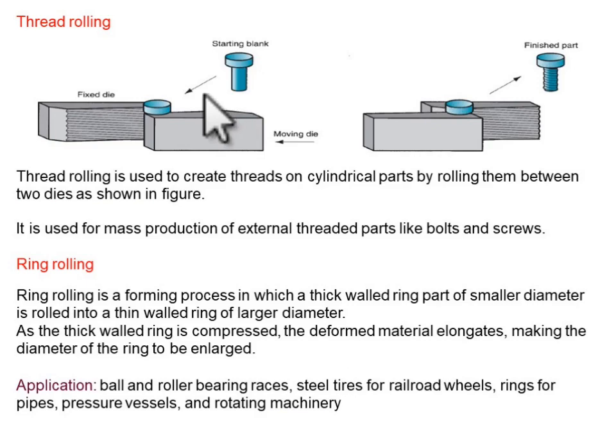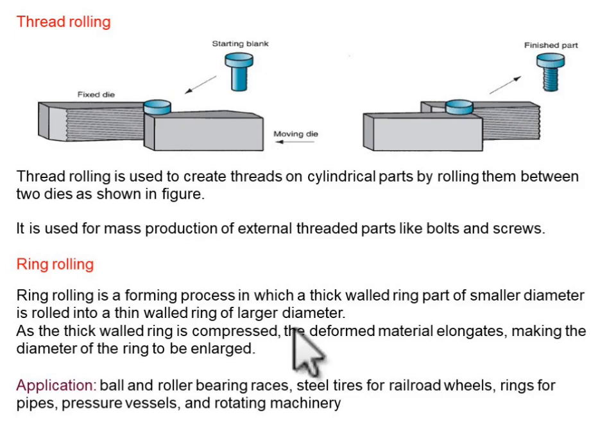Now we can also do threading with the help of rolling operation. So what we do, we have two dies here, one fixed die and one moving die. Over the die, we have the threaded structure that we want to replicate over a screw. We have the workpiece specimen here, the starting blank, and we start moving the die. The negative image of this thread is imprinted over the starting blank, and this is the final product that we get. So this is how threading can be done in rolling operation.